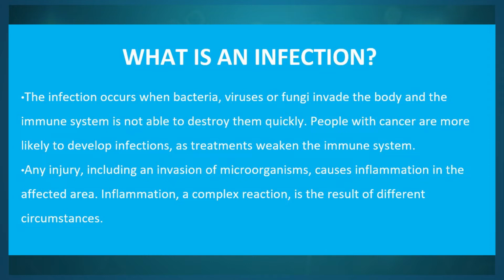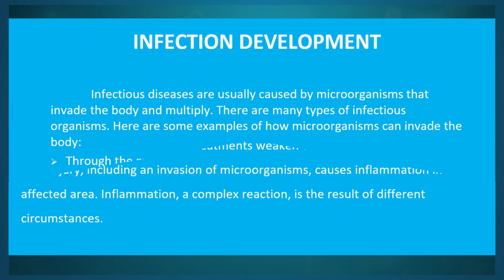What is an infection? The infection occurs when bacteria, viruses, or fungi invade the body and the immune system is not able to destroy them quickly. People with cancer are more likely to develop infections, as treatments weaken the immune system. Any injury, including an invasion of microorganisms, causes inflammation in the affected area. Inflammation, a complex reaction, is the result of different circumstances.